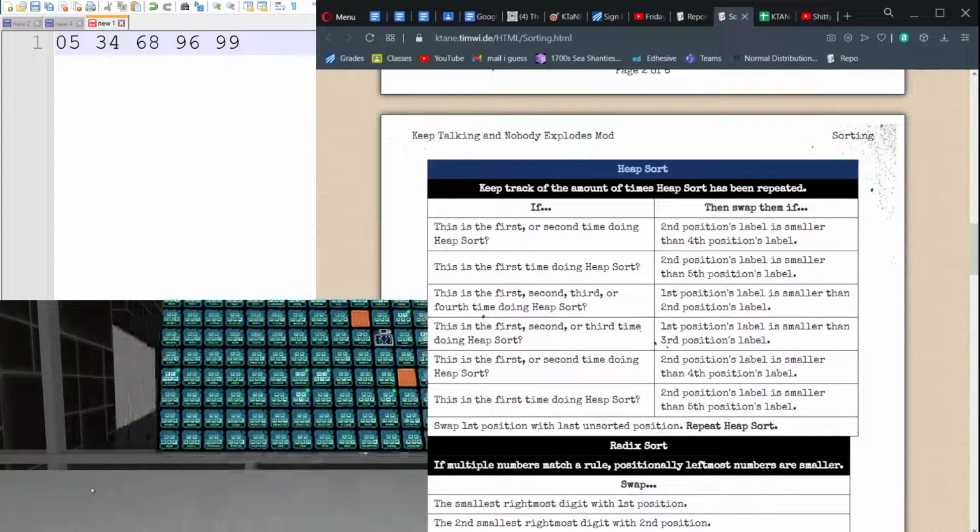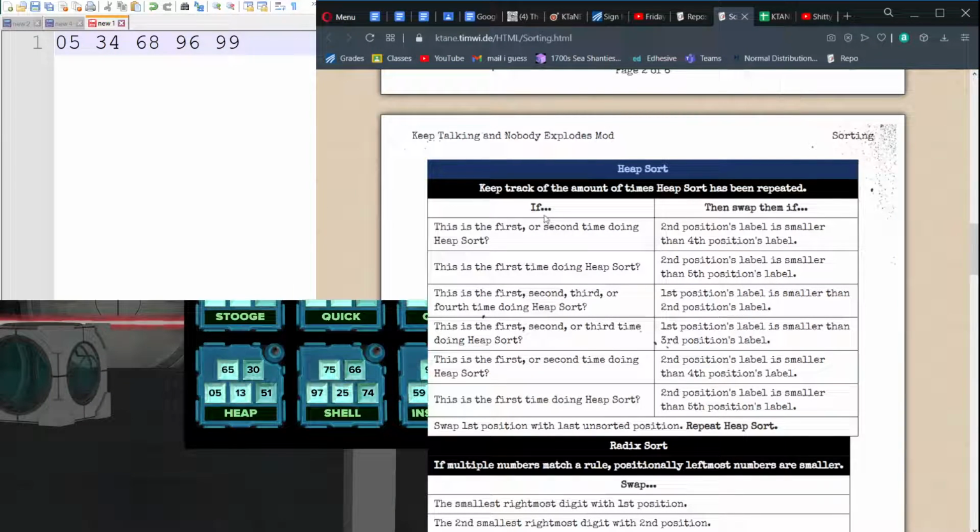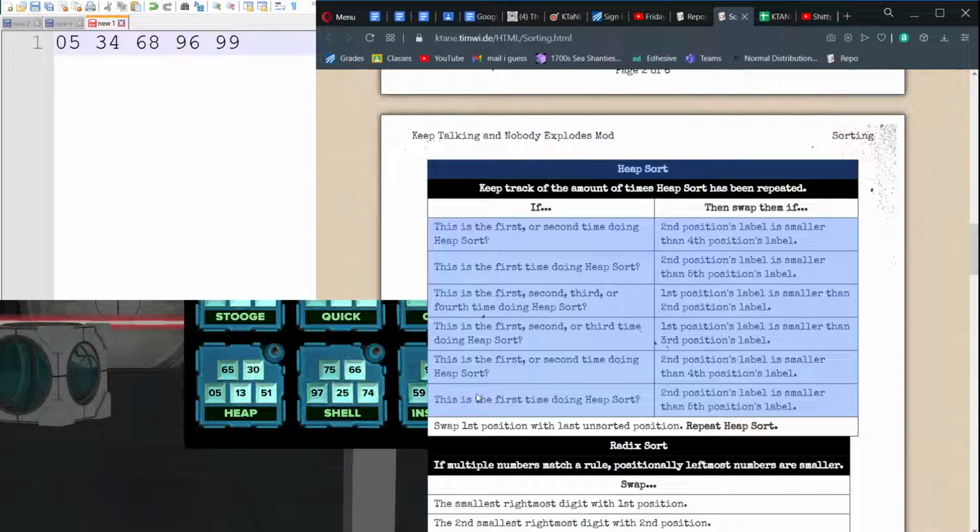Now we're going to go over Heap Sort. And Heap Sort is one that keeps track of the amount of times it's been run. So, although you have to keep track of the amount of times it's been run, you won't be doing it for that long, or you don't do all the steps that many times. So it's okay. It's not going to be a long process. So starting with this, since this is our first time doing the heap sort, let's highlight all the ones that we have to keep track of, which is all of them.